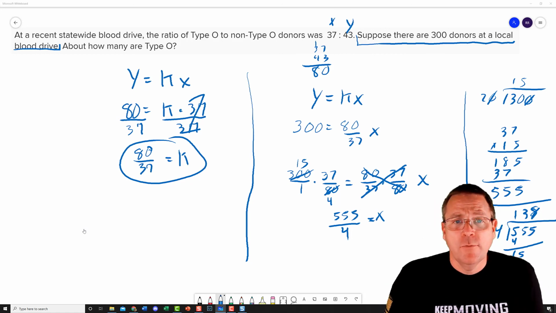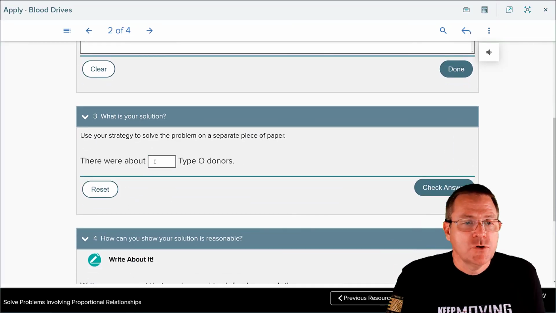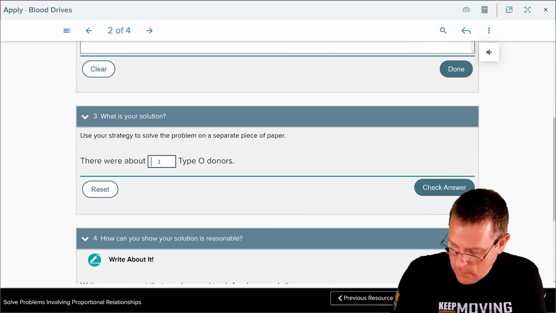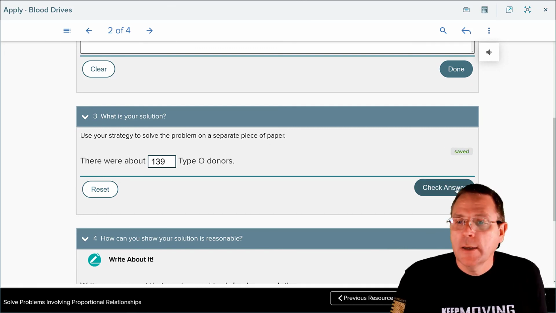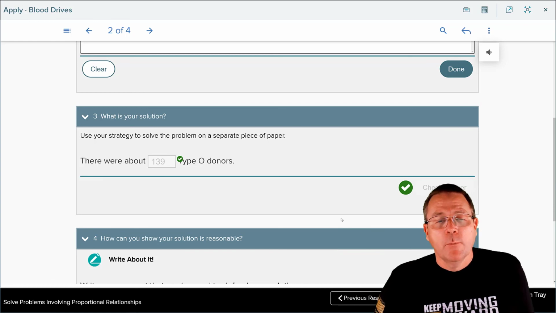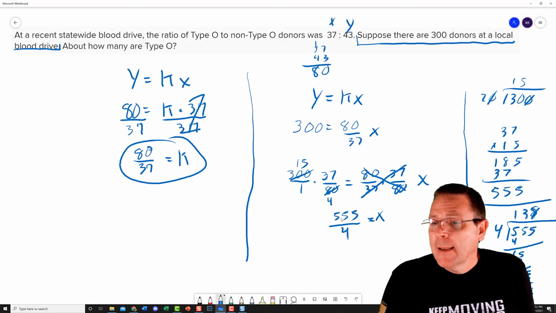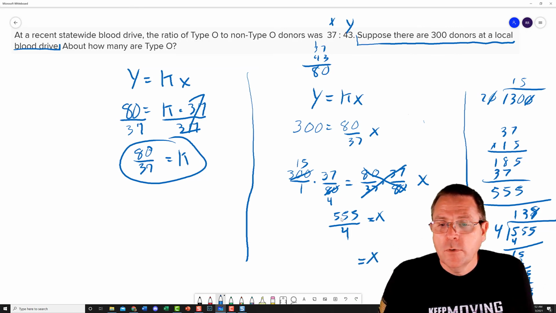You can't have 3/4 of a person though. So my guess is that the answer should be about 139 type O donors. Check it. We are indeed right. And once again, I rounded it to 139 because I cannot have 3/4 of a donor. So x is actually about, the squiggly, 139.